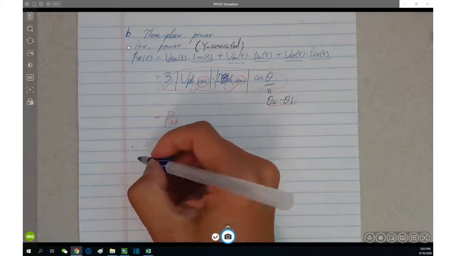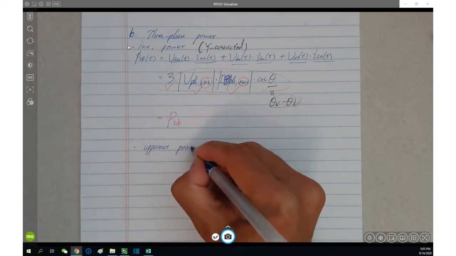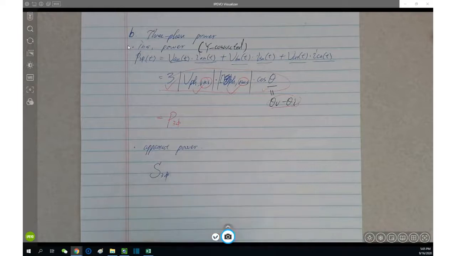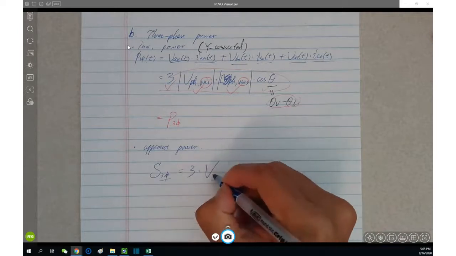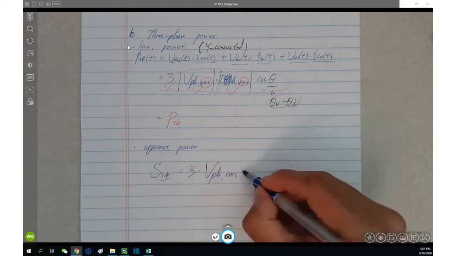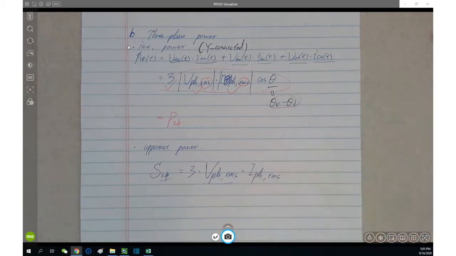The second thing is we go directly to the apparent power. Three-phase apparent power, I'm using 3 phi as the subscript to represent three-phase power, equals 3 times the phase RMS voltage phasor times the phase RMS current phasor conjugate. What's the difference from the single phase? The only difference is a coefficient of 3.